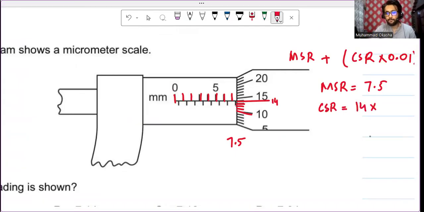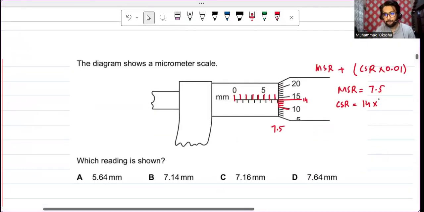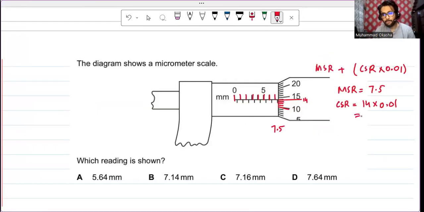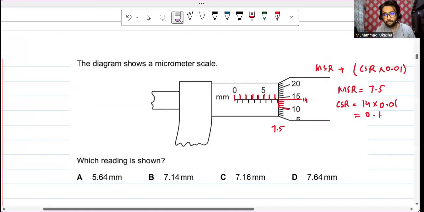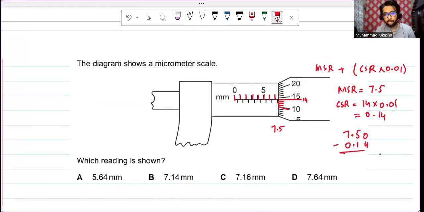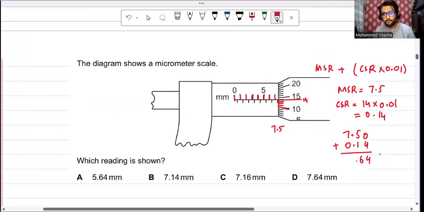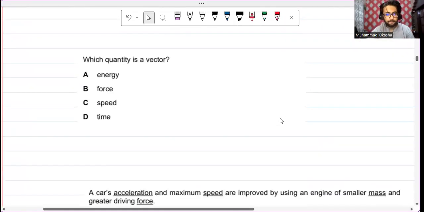I'm going to have to multiply 14 with 0.01, it becomes 0.14 actually. I'm going to add both, so 7.5 plus 0.14. If you were to add them, I'm sure you know how to do the decimal addition, or you can do it in the calculator as well. 7.64 millimeters is your answer.